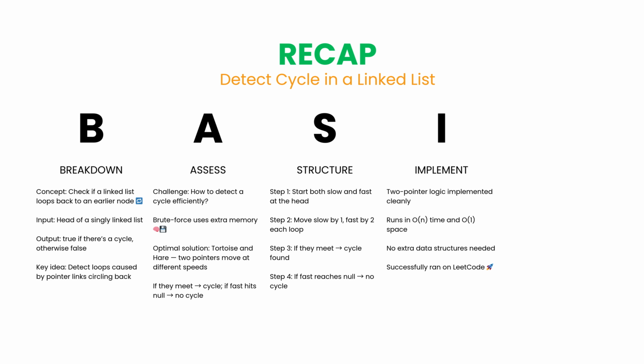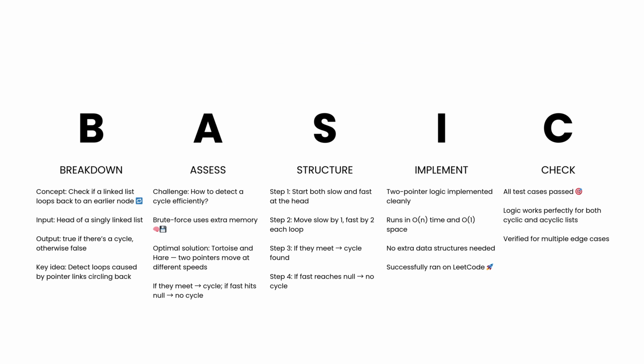Implement recap. We implemented this using the classic 2-pointer method. Running it on LeetCode, the code executed cleanly, detecting cycles or confirming acyclic lists without errors. Check recap. We verified it with multiple cases. Lists with cycles, like one where node 5 points back to node 2, correctly returned true. Lists without cycles returned false. This confirmed that the logic works as expected in all scenarios.